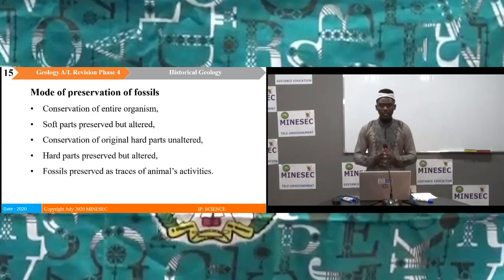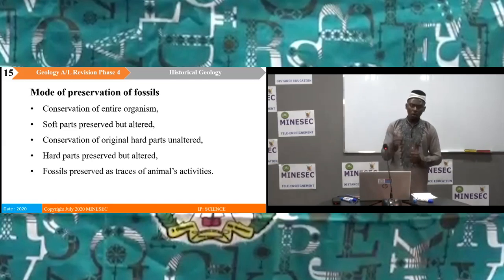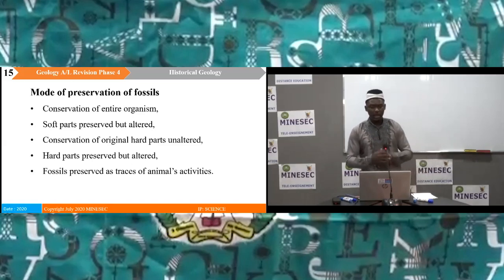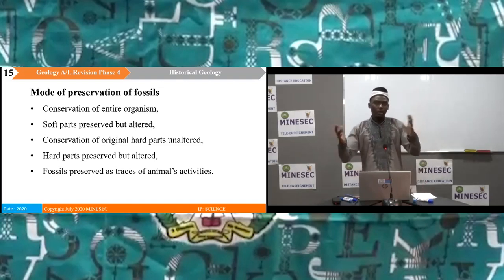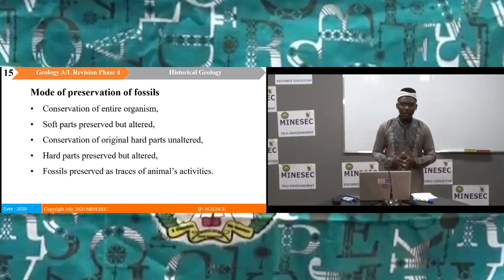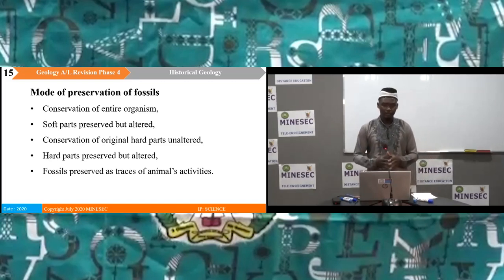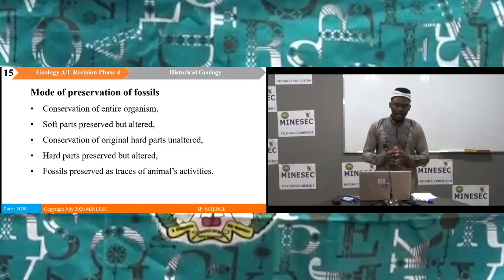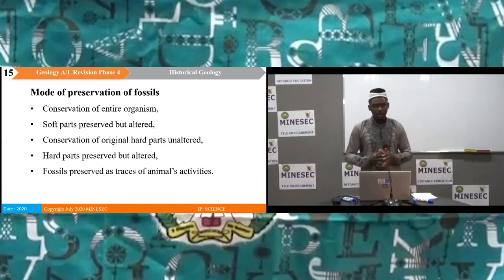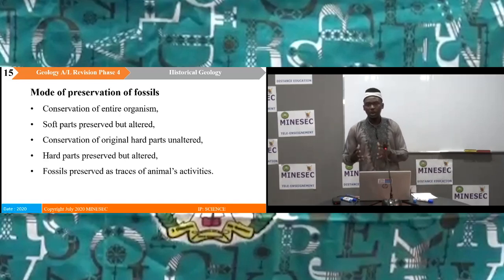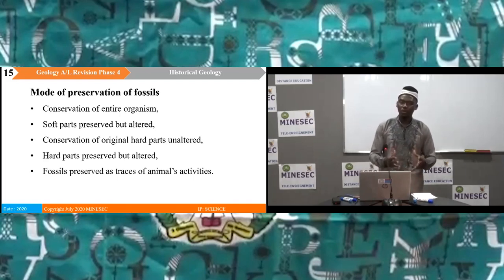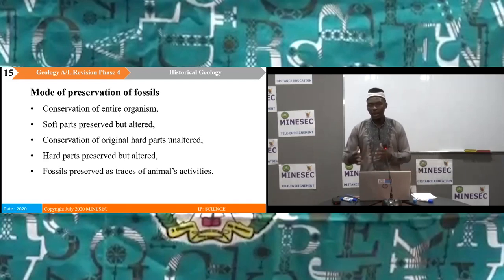We look at mode of preservation of fossils. How are the organisms preserved? Organisms can be preserved entirely. An example is the frozen mammoth of Siberia preserved in glacier. Organisms can be preserved with soft parts altered. It means we have the soft parts preserved but altered, maybe in the form of carbon residue or reduced to other forms.